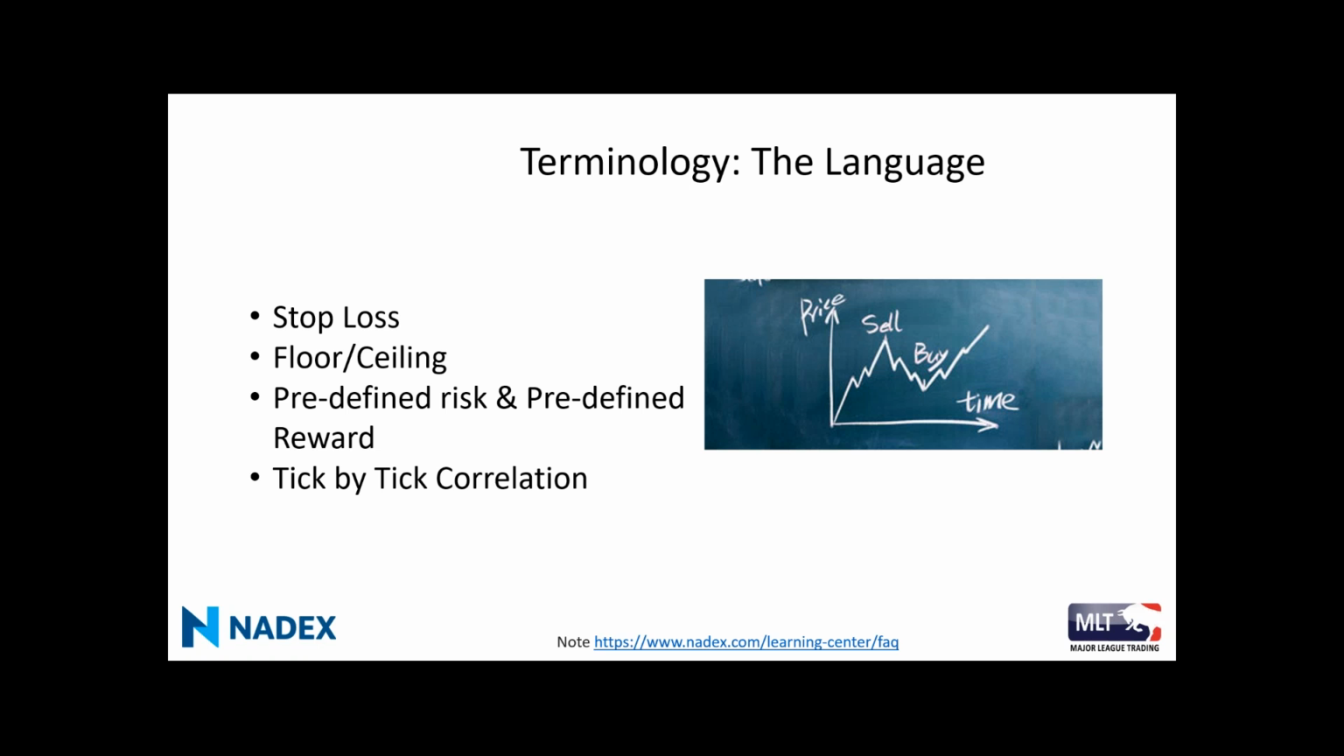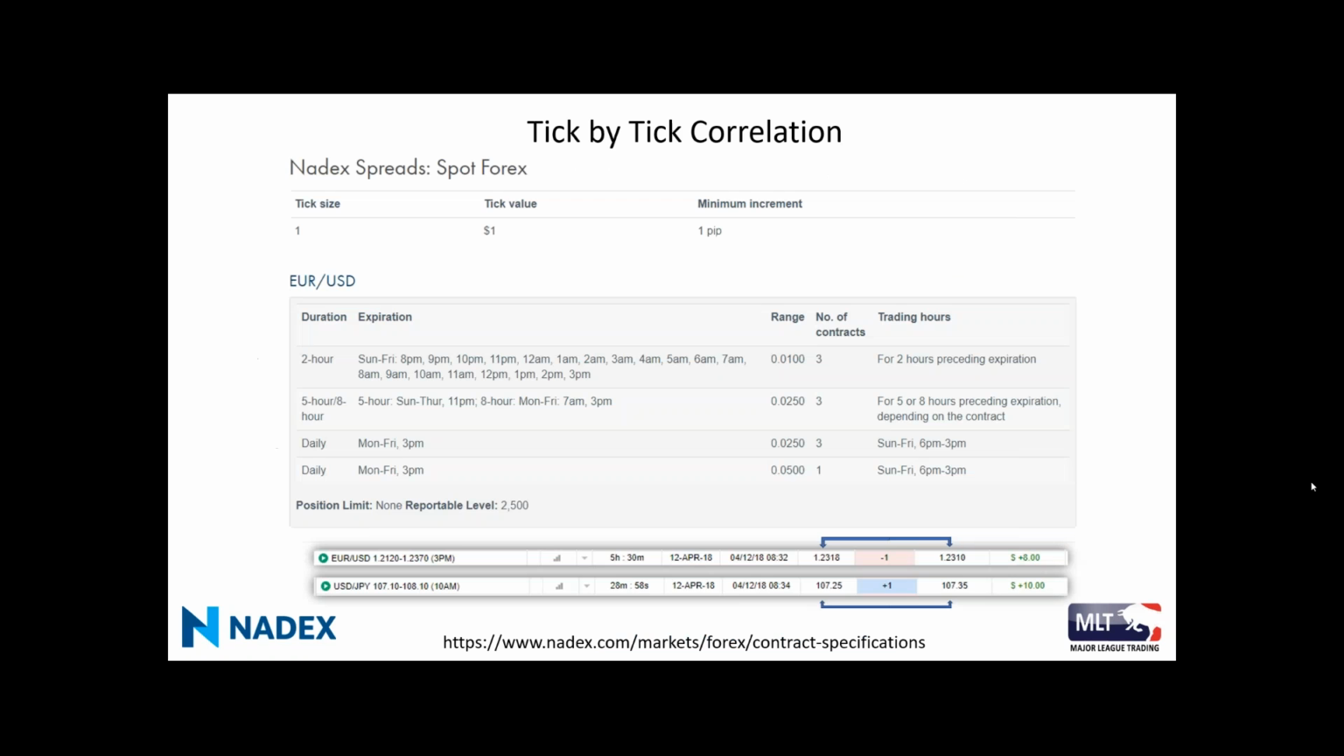Simple enough, okay? Floor and ceiling. So those are two big things. Predefined risk, predefined reward. I think you guys got that one. Tick-by-tick correlation is something I'm going to show you an example of right now. I'm going to actually dive in. The note at the bottom, under the Learning Center, will further expand on these things, but let me cover the tick-by-tick correlation because this is pretty important, okay?